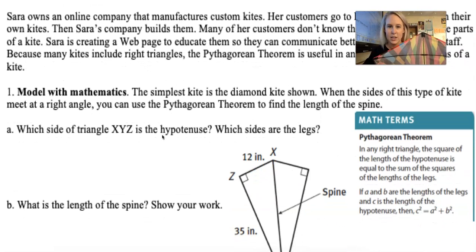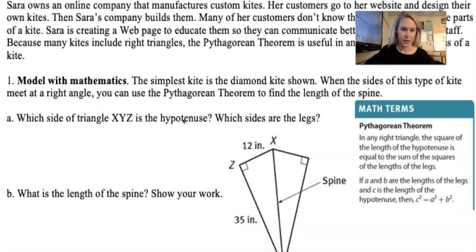All right. So the simplest kite is a diamond kite, as seen in my kite with me. When the sides of this type of kite meet, it's called a right angle. And we can use the Pythagorean theorem to find the spine. So this right here is called the spine. Okay? All right. Goodbye, kite.